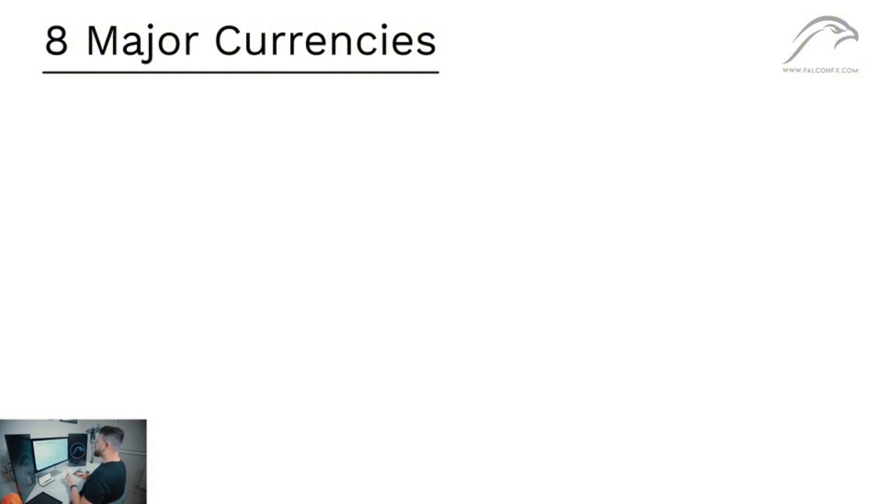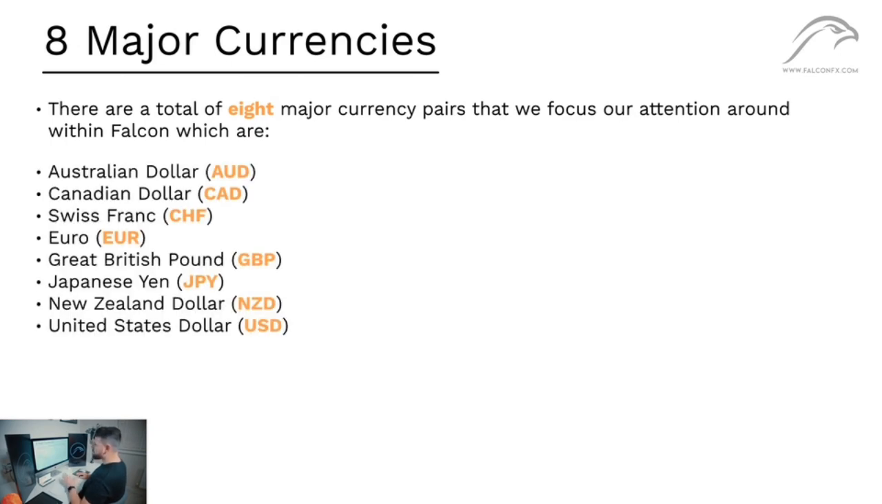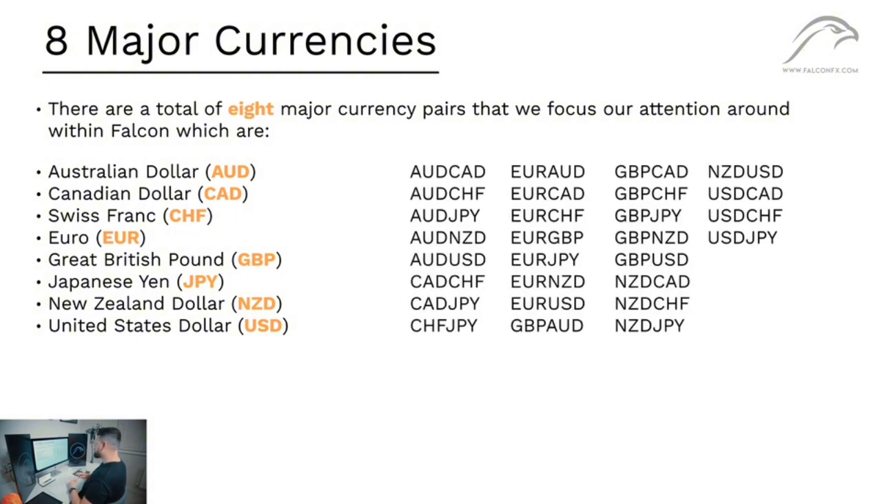Now, when it comes to currencies, you may have heard of them before, or this may be the first time. There are a total of 8 major currency pairs that we focus on and really have our attention on within Falcon. This is the Australian dollar, and of course you can see the abbreviation, so AUD, Canadian dollar, the CAD, Swiss, Euro, Great British Pound, Japanese Yen, New Zealand dollar, and the US dollar. So we're pairing these up against each other. Now, as you can see, there's lots of different variations.